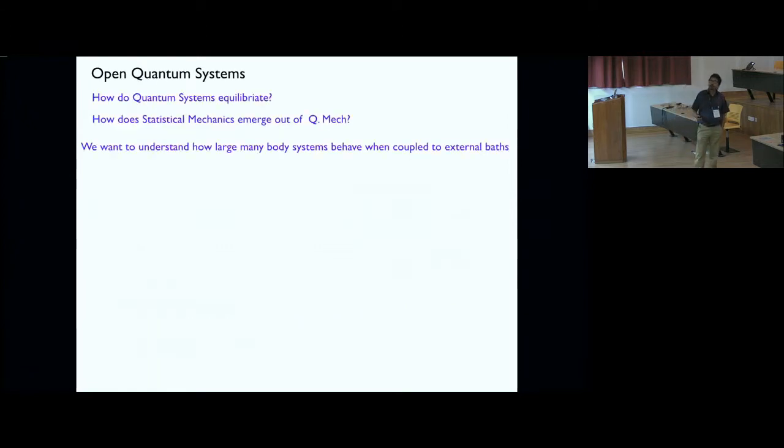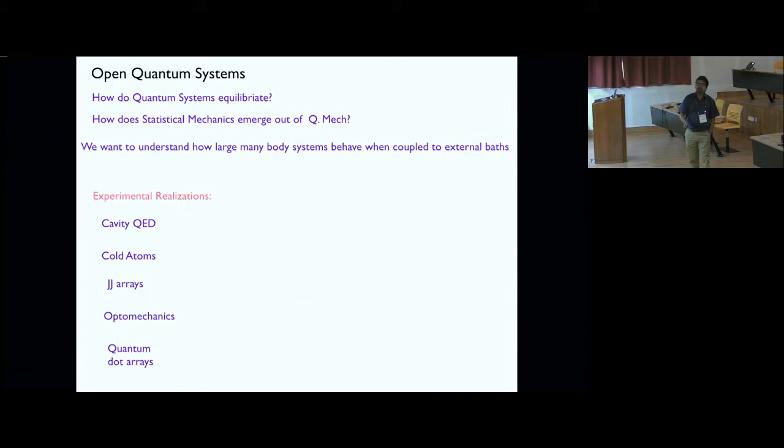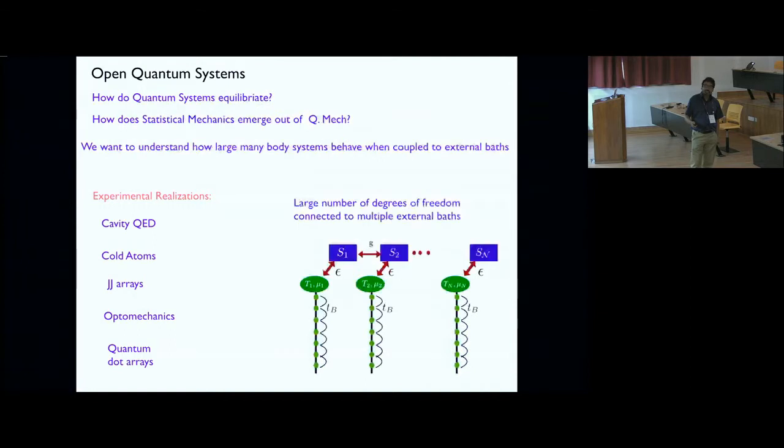And so why do we want to do this? Of course, this is an age-old question of how quantum systems equilibrate, how statistical mechanics emerges out of quantum mechanics. Over the course of this conference, we have had a bunch of experimental realizations that people have talked about, so I'm not going to go into detail. In fact, I'm going to work with a model where I'll basically think of n systems, each one coupled to its own bath, and then they are coupled between themselves so that things can move from one system to another. Okay, so we are interested in a large number of degrees of freedom connected to multiple external baths.